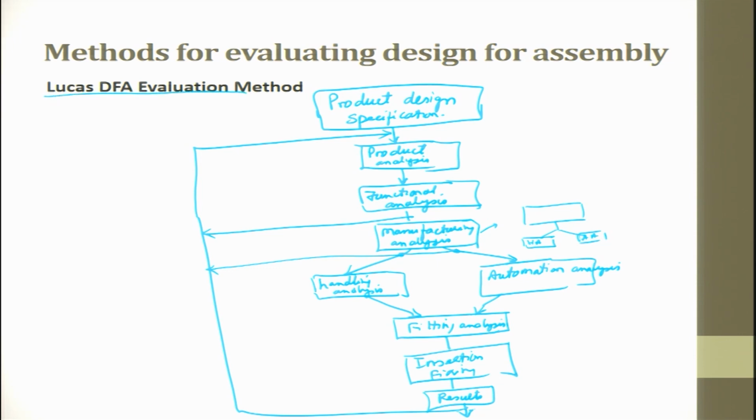First will be product design specification, product analysis, then we do functional analysis: how is the product performing, how are the functions performing, not of the entire product, but of individual parts in the product. Then how is it getting manufactured, what is the manufacturing ease. Then we can talk about handling, moving the part, and automation, inserting, then fixing, and then results. So this is the Lucas design for assembly evaluation method.